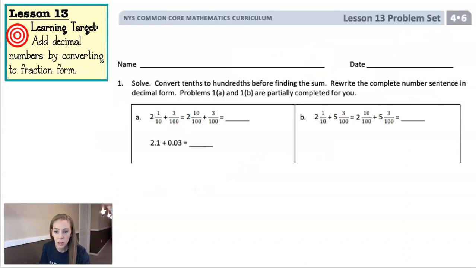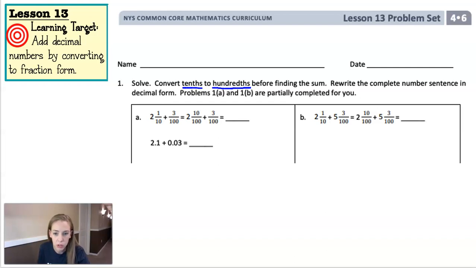All right. Cruising right along. Lesson 13 says we are going to be adding decimal numbers by converting to fraction form. So they give us some fractions they want to add, or mixed numbers that they want us to add. It does give us this tip, which is what we were just doing in lesson 12. It's like math makes sense sometimes. Okay, so convert from tenths to hundredths and then add.